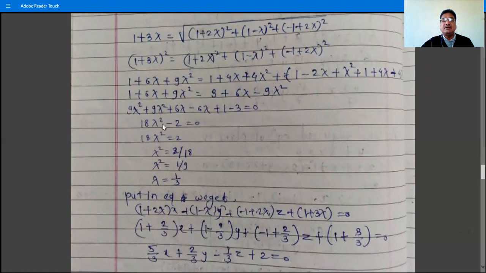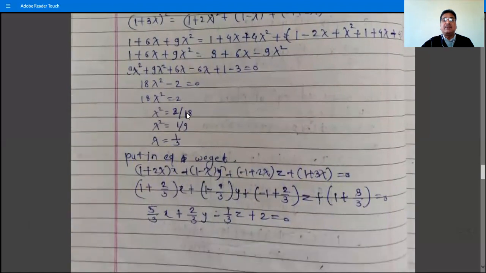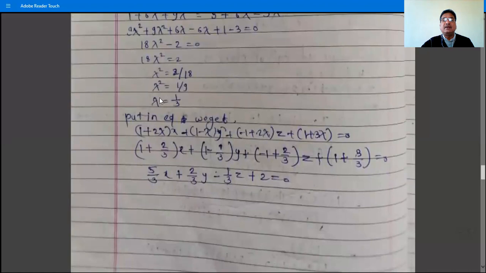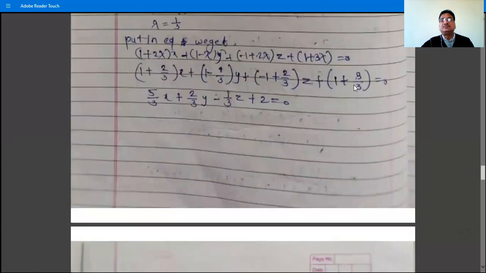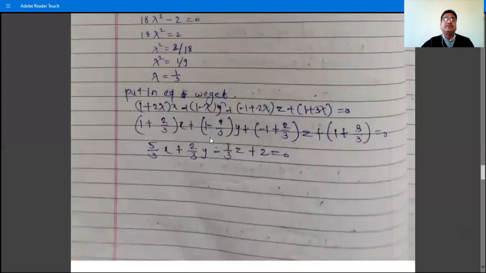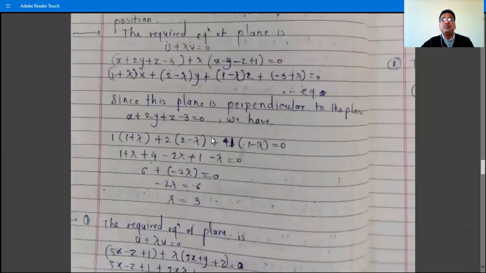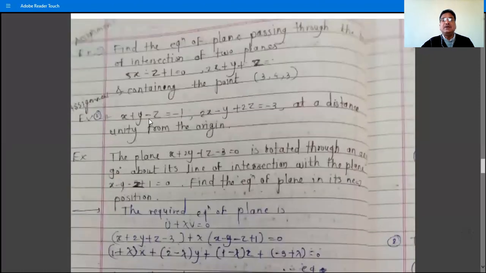We have this equation, 18 lambda square minus 2 is equal to 0, so lambda square is 2 by 18, lambda square is 1 by 9, which means lambda is plus minus 1 by 3. Take 1 by 3 as lambda, and then put this value of lambda in this equation, equation star. So we have this equation, and 1 plus 2 by 3 is 5 by 3, multiplying by 3 we get 5x plus 2y minus z plus 6 is equal to 0, which is the equation of the plane passing through the line of intersection, and its distance is unity from the origin.